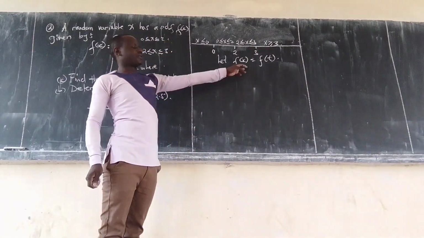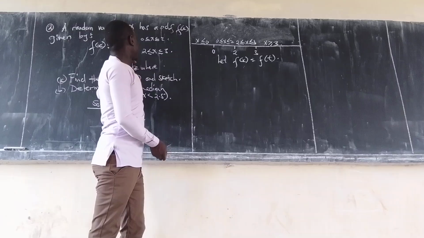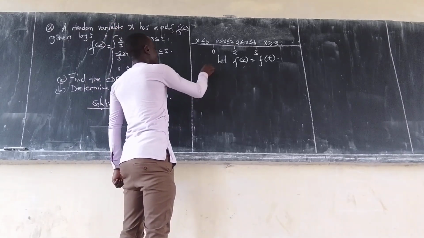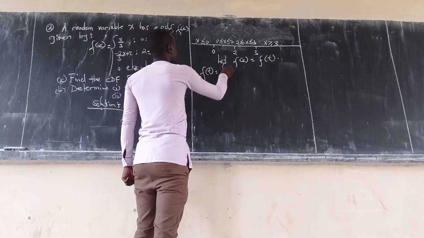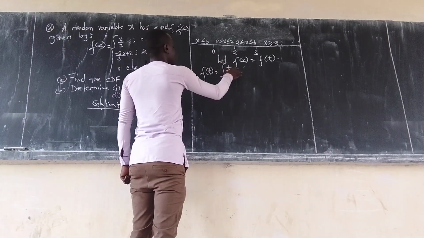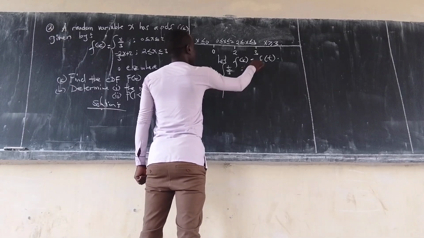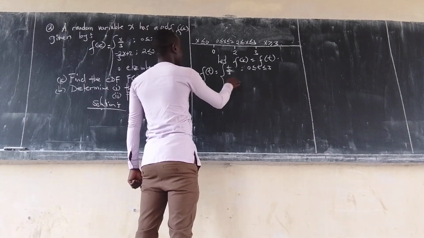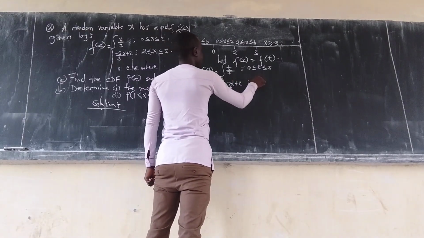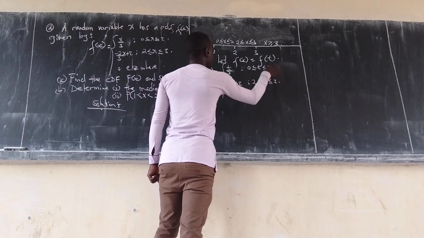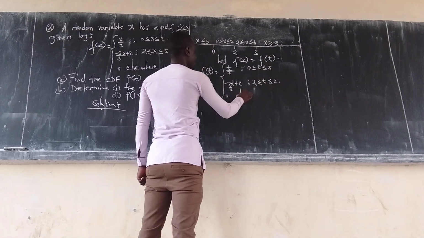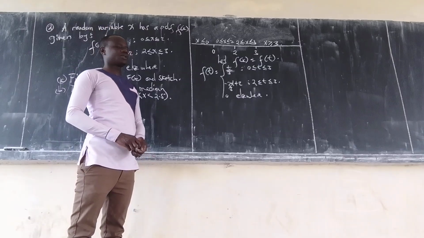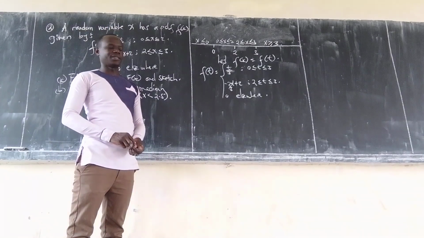Now after letting f of x be f of t, you rewrite this, but this time in terms of t. So our f of t is going to be t over 3, that is when t is between 0 and 2. It is negative 2 over 3 t plus 2, that is when t is between 2 and 3, and it is 0 elsewhere.